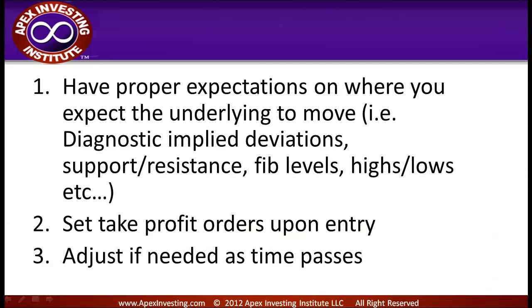All right, so let's go ahead and summarize this down into 3 simple steps. One is you need to have proper expectations on where you expect the underlying market to move. You could use the diagnostic implied deviation levels that we use, or support and resistance, Fibonacci levels, highs and lows, whatever it is that you use, you need to have an expectation. Look on the price ladder to see what the price would be if the market moved to that, and then set your take profit order as soon as you get in. Then as time passes, if it's not moving far enough, fast enough, you may need to go in and adjust your take profit price as needed.